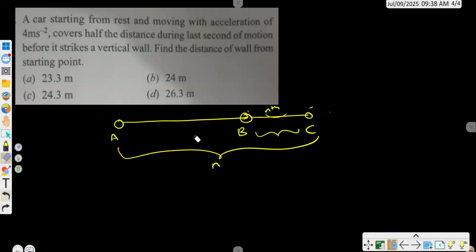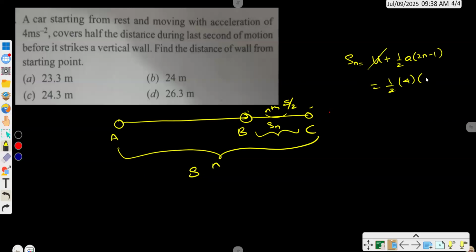Now, it says it covers this distance, if suppose this distance is S, then this distance is S by 2. Let us calculate this distance using the formula S_n equals u plus half into a into 2n minus 1. Initial velocity is 0, so you get half into the acceleration term, 4, into 2n minus 1. So the nth second distance is 2 into 2n minus 1.